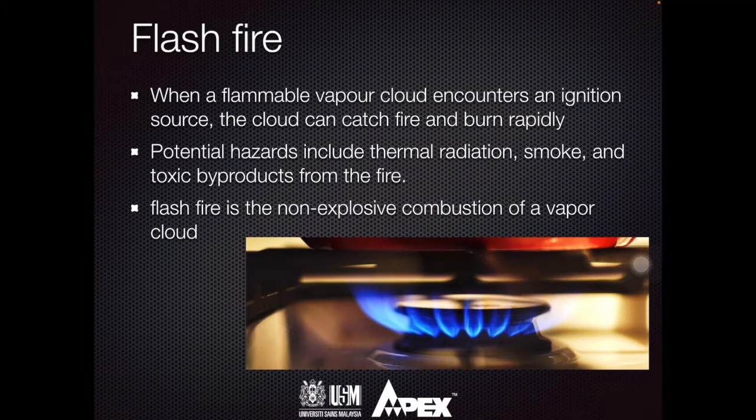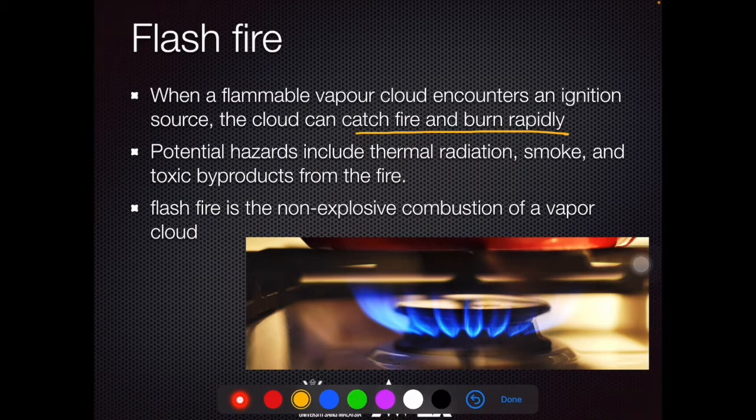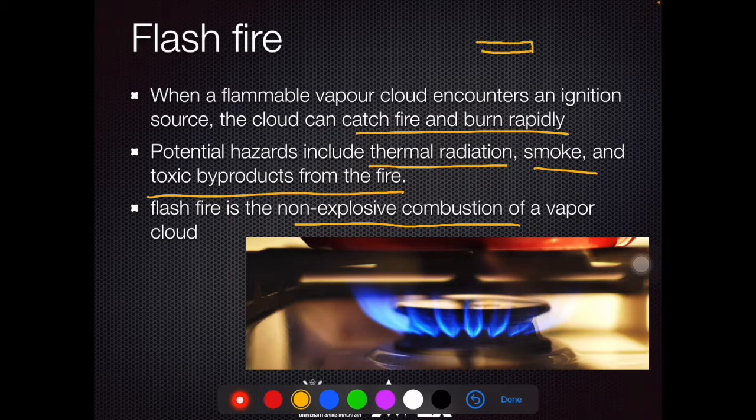A flash fire is when a flammable vapor cloud encounters an ignition source. The cloud can catch fire and burn rapidly. The potential hazards that come from a flash fire are thermal radiation, smoke, and toxic byproducts from the fire itself. However, a flash fire is a non-explosive combustion of a vapor cloud. For example, if you have a stove in the kitchen and you try to ignite it and then you have a fire at the stove, this is an example of a controlled flash fire.